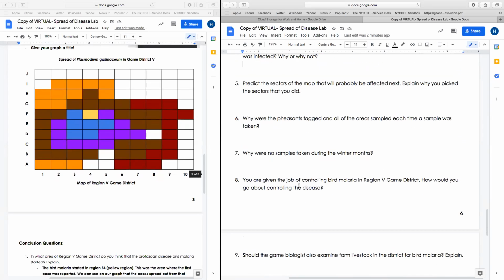For example, question number 8 says, you're given the job of controlling this outbreak of bird malaria. How would you go about controlling the disease? What is one thing we had to do this past year to control the outbreak of coronavirus? We had to quarantine, right? So that is definitely something you could apply to this example. We could quarantine these birds to ensure it doesn't spread any further.